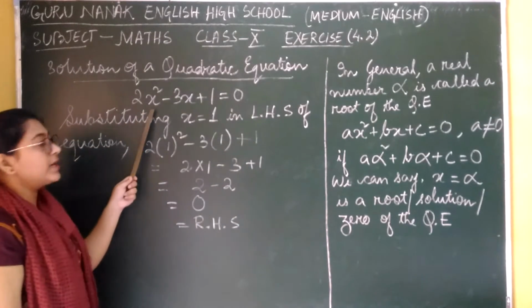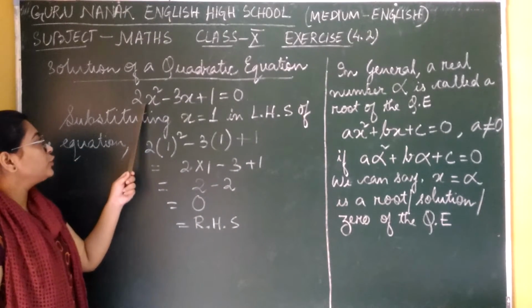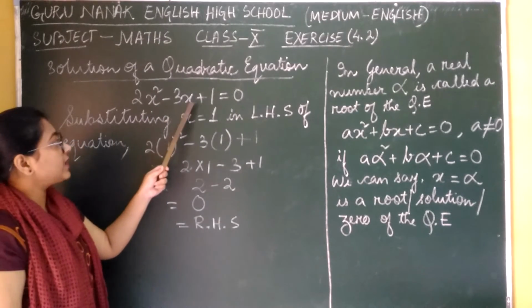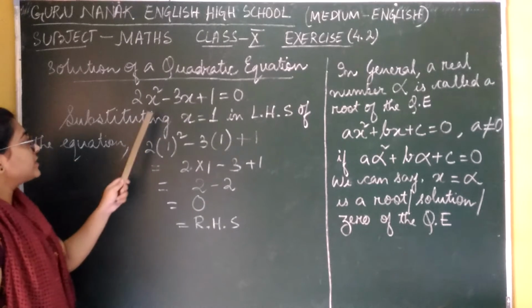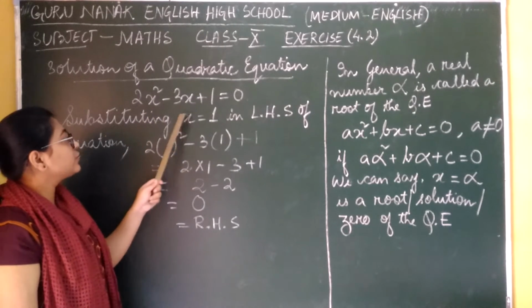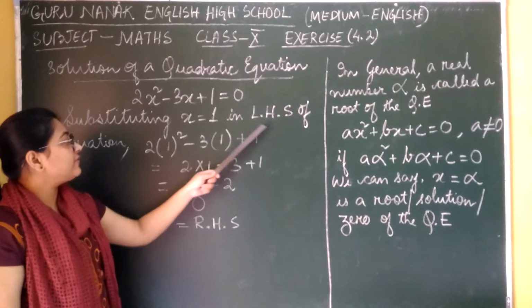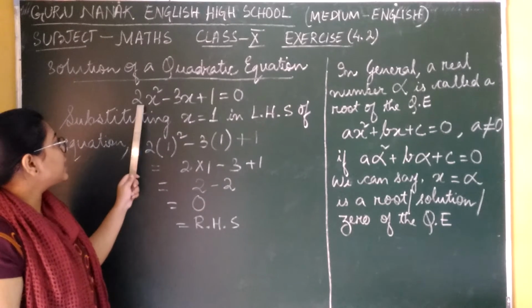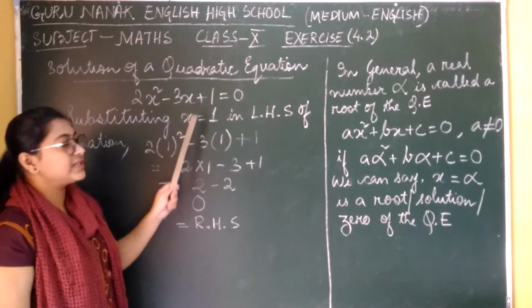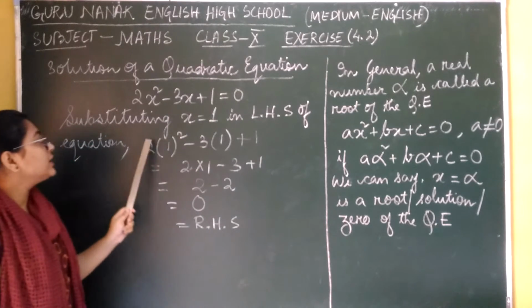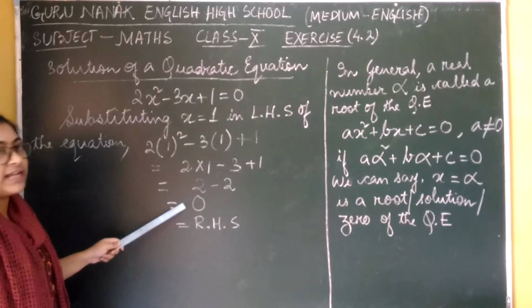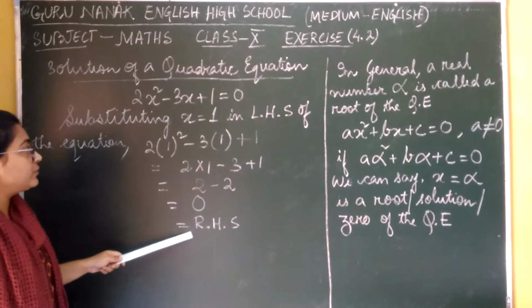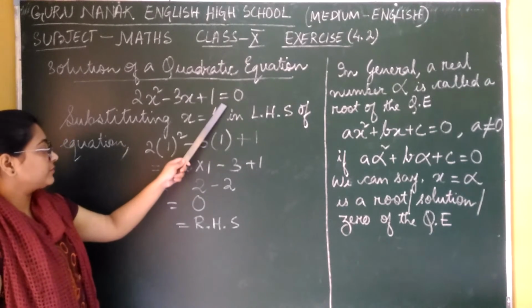So let us consider one quadratic equation: 2x squared minus 3x plus 1 equals 0. Now suppose we substitute the value of x to be 1. Then the left hand side, 2x squared minus 3x plus 1, gives the result 0, which is equal to the right hand side.